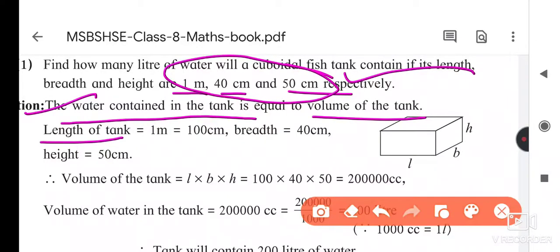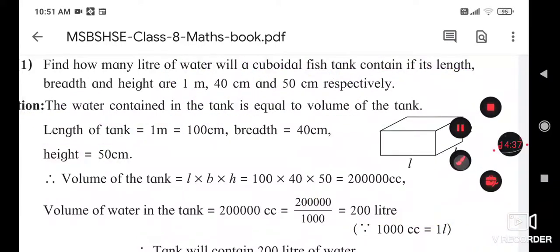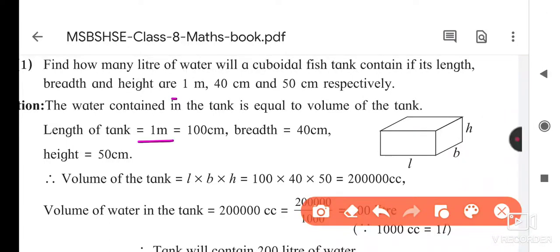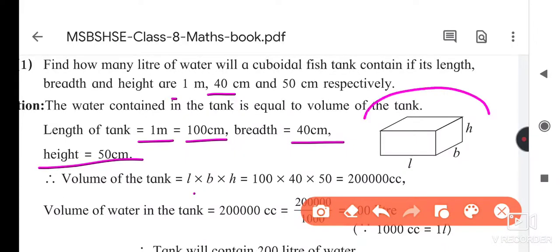If units are different, here meter is given, here centimeter is given, then the units are different because meter and centimeter came. So first of all we have to make the units all the same. 1 meter is equal to how much? Just now we saw it, 1 meter is equal to 100 centimeter. The breadth given here is 40 centimeter and height is 50 centimeter. Once the conversion is over, we just use the formula.